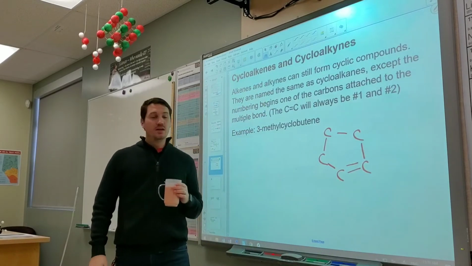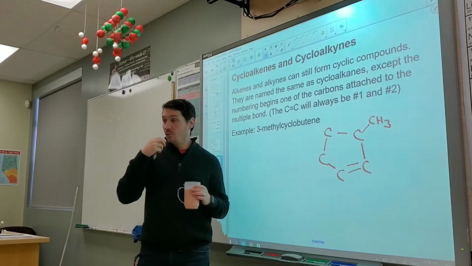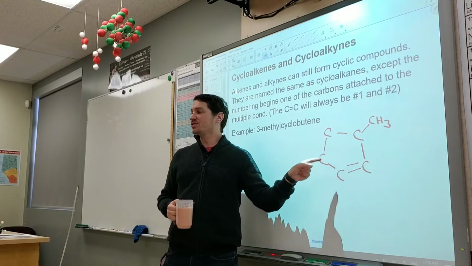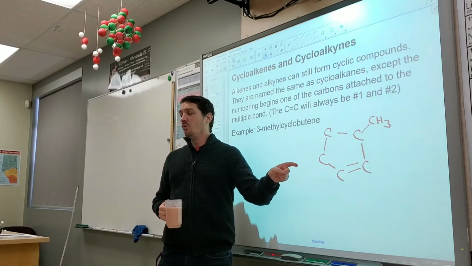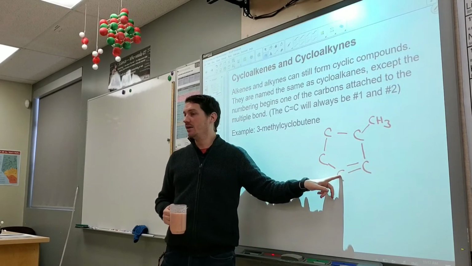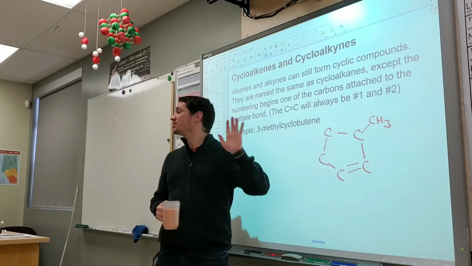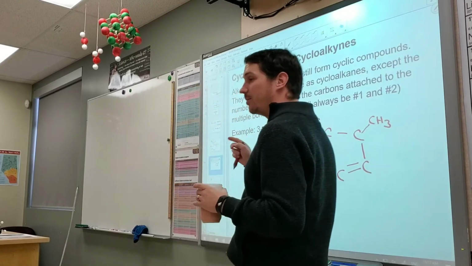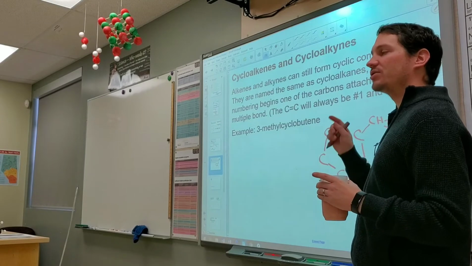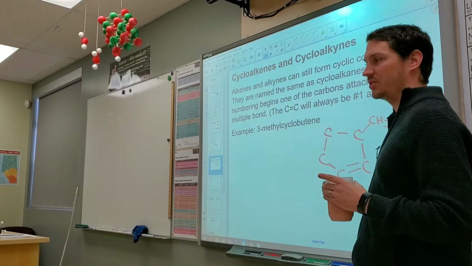If you had this compound, and I had a methyl group there, when I look at my ring structure, one of these two carbons has to be number 1, and the other one has to be number 2. Does that make sense? We have to start at the double or triple bonds. Because there's no beginning or end, remember how yesterday we were starting at the branch? But remember, branches no longer have highest priority. It's the double or triple bonds.